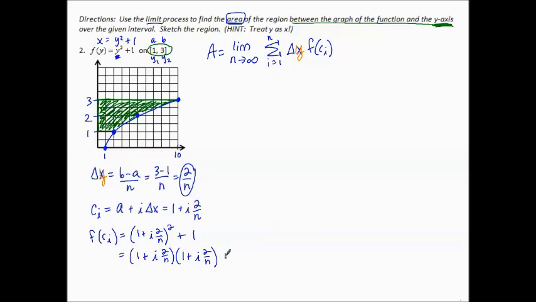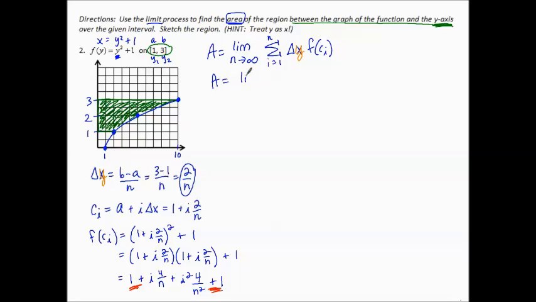And then don't forget the plus 1. So when we FOIL this, 1 times 1, 1 times 2i over n, and another of those makes i times 4 over n, plus i times i is i squared, 2 times 2 is 4, n times n is n squared, and then of course we have plus 1 from the end here. So let's remember that we're combining those like terms when we go to plug it into our limit expression.